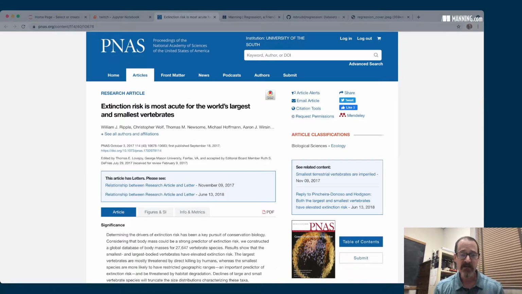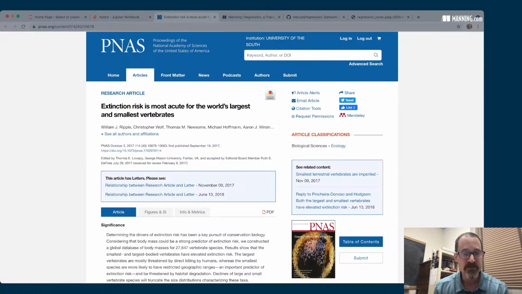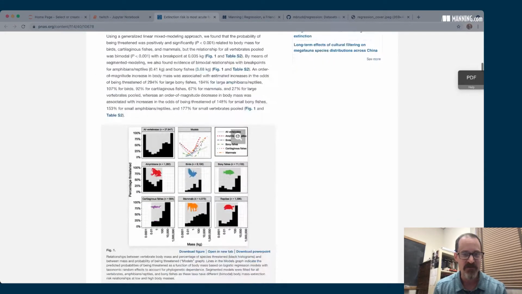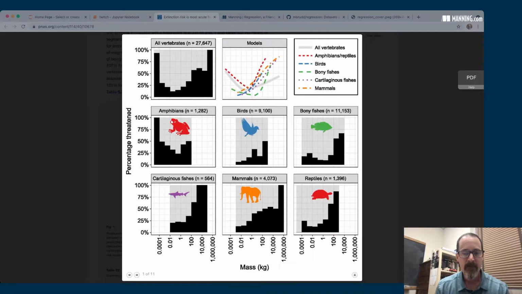So in particular, we're going to talk about extinction risks for cartilaginous fish. Cartilaginous fish include things like sharks, stingrays, skates, ghost sharks. So we'll see if we can reproduce one of their pictures in particular. Let me show it to you real fast. It's down here. I'm going to try to refrain from switching between tabs too much. But here is one picture. If you can see in this top picture under models, there we go, we are going to reproduce this purple dotted curve right there, this extinction risk curve for cartilaginous fish.